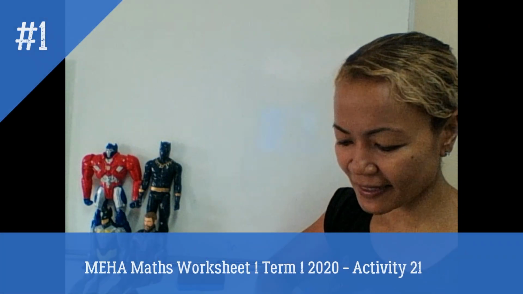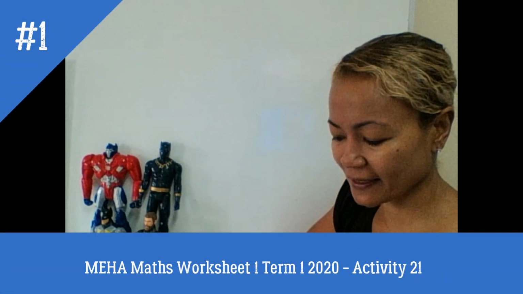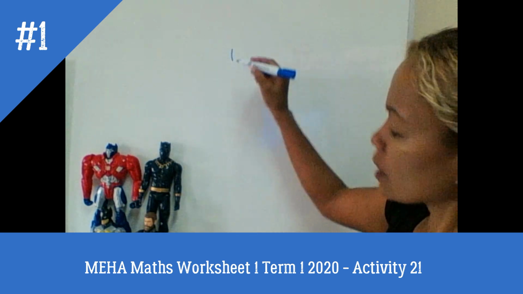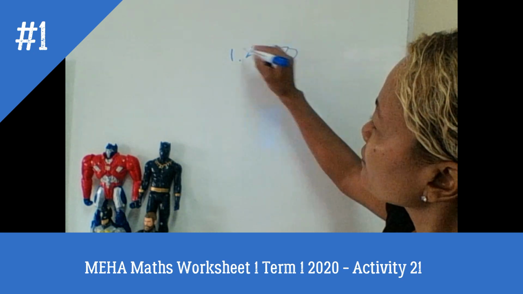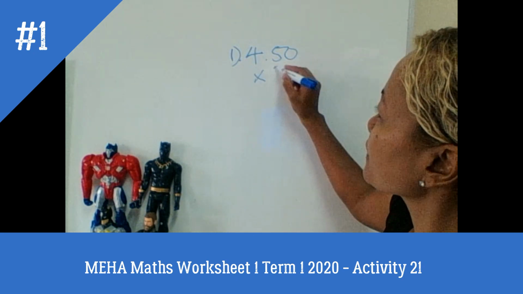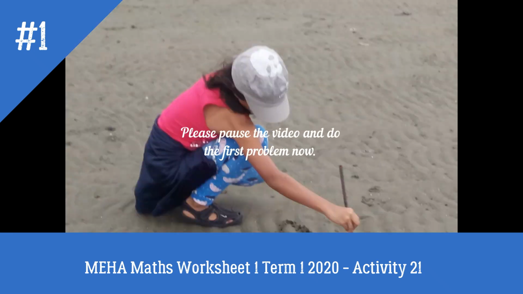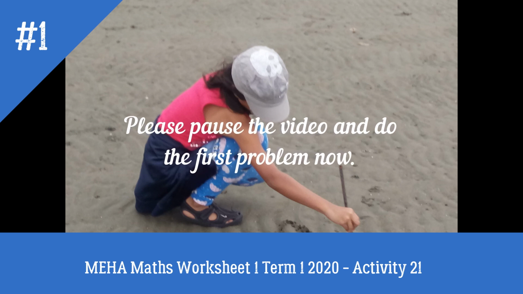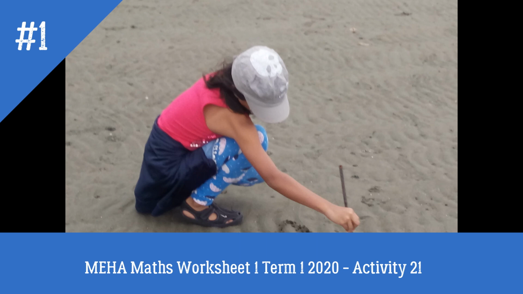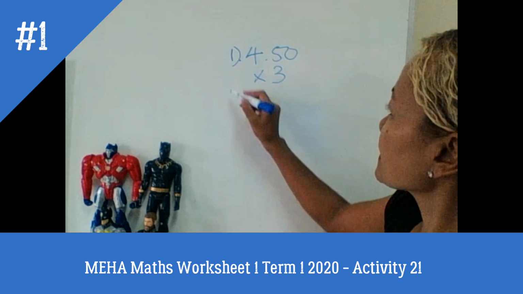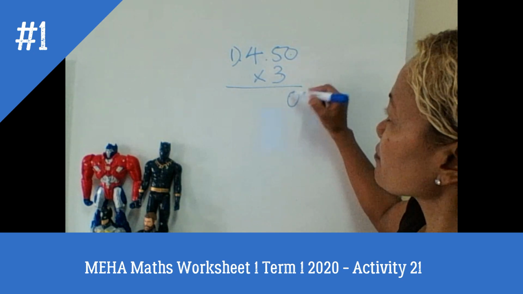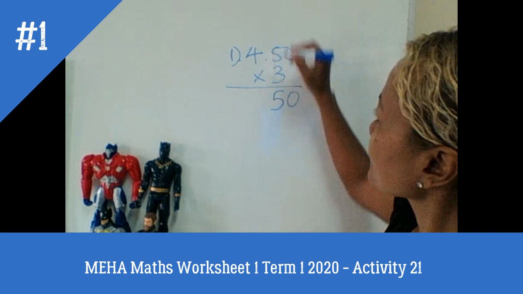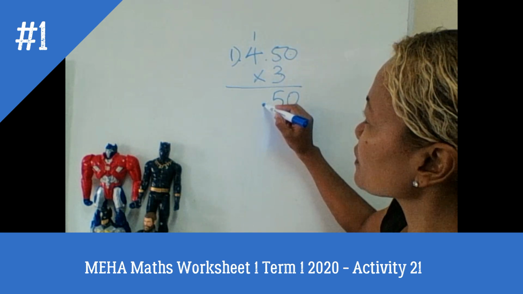Okay, now for the exercises out of activity 21, where we're multiplying decimals. Number 1, 4.50 times 3. Fairly simple. 3 zeros is 0. 3 5s, 15. Carry 1. Now put the decimal point.